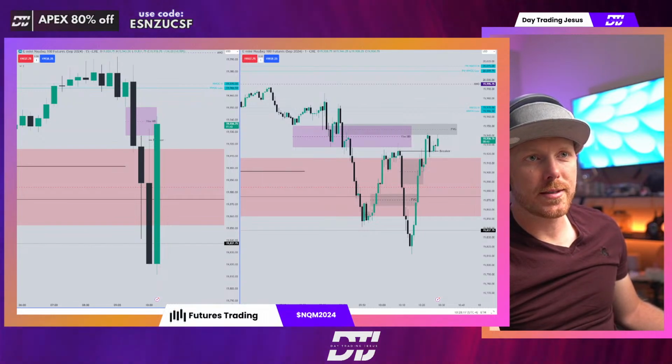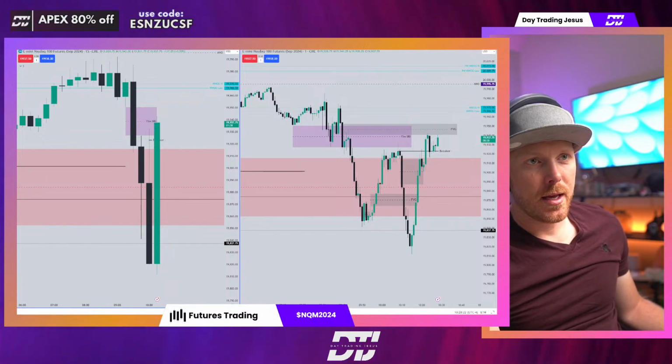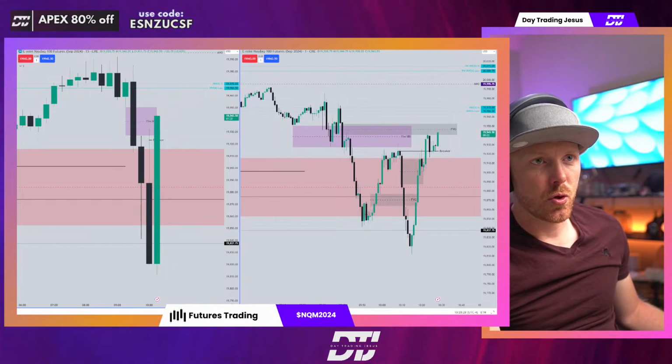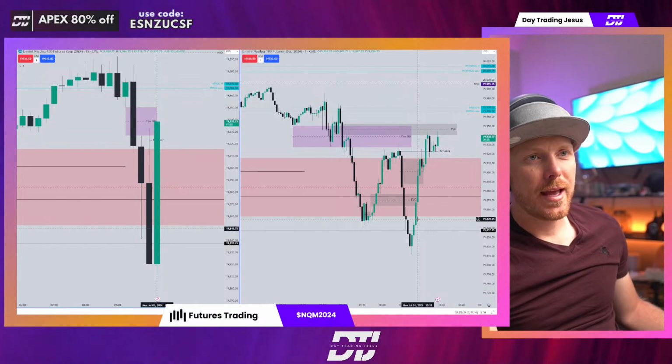Friday's low and today's 950 low made an SMT. So why did it invalidate to go higher? That is what we're looking for.